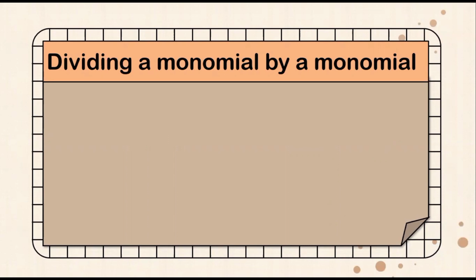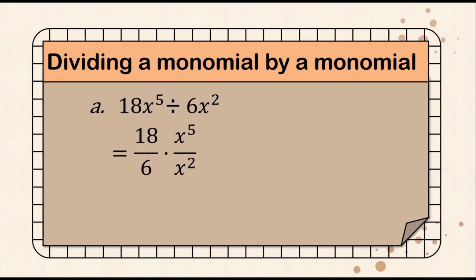Let's start with our first example. 18x raised to 5 divided by 6x squared. So what is the first step? You have to divide the numerical coefficients together and the literal coefficients together. So as you can see here, we have 18 over 6.